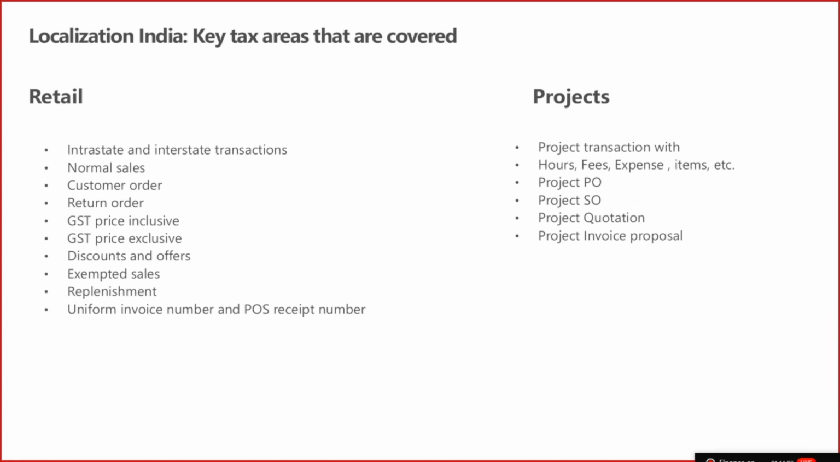Then the project transactions are also localized. Hour journal, fees journal, expense journal, item journal. All these journals are localized and made compliant with the GST. Project PO, project SO, project quotation, and project invoicing. All forms of mode of transactions, we have provided a tax information tab as well as the tax document to see the tax calculations and tax postings.